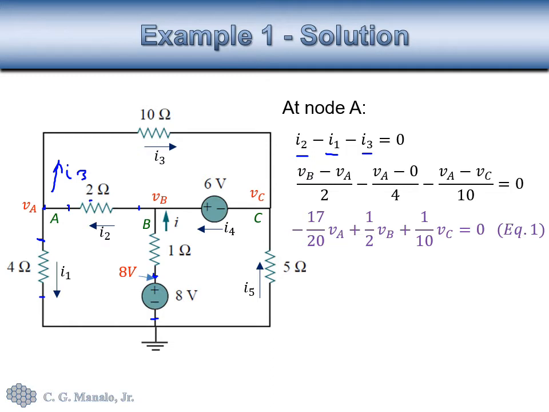I sub 3 here is VA minus VC divided by 3. So this is the one here. And simplifying, collecting like terms, that should give us this first equation.